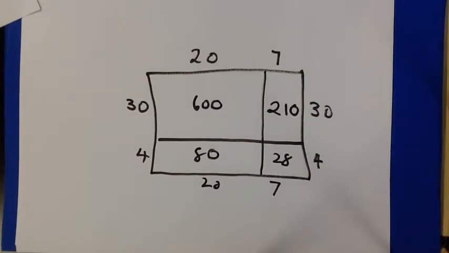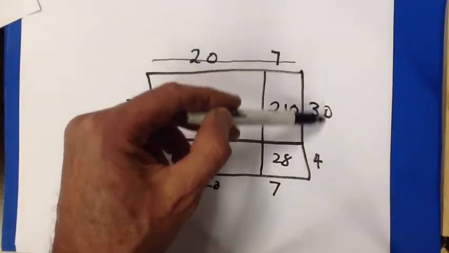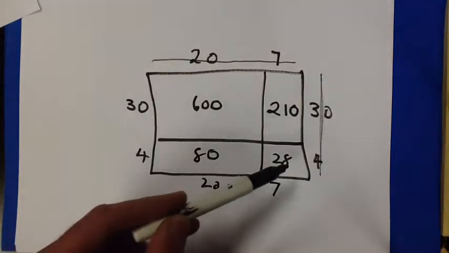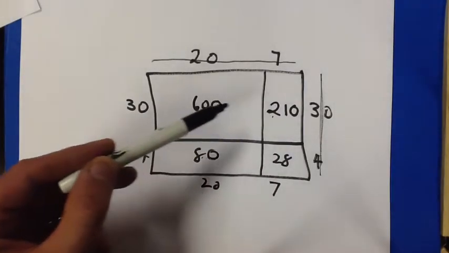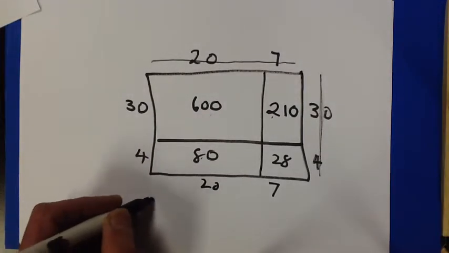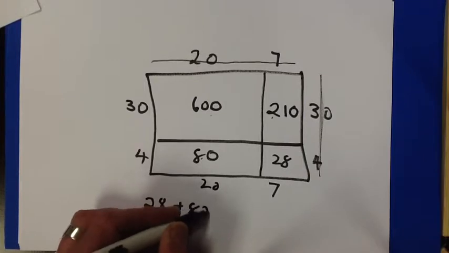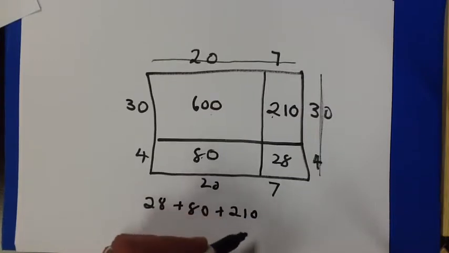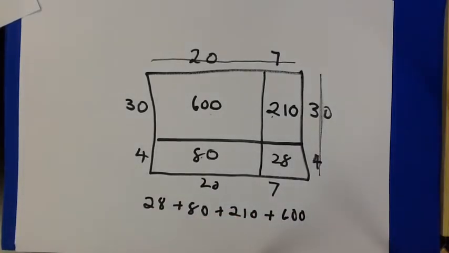So if I want 27 multiplied by 34, it will be 28 plus 80 plus 210 plus 600, and that's what I have to work out. So it's going to be 28 plus 80 plus 210 plus 600, and that will be my answer.